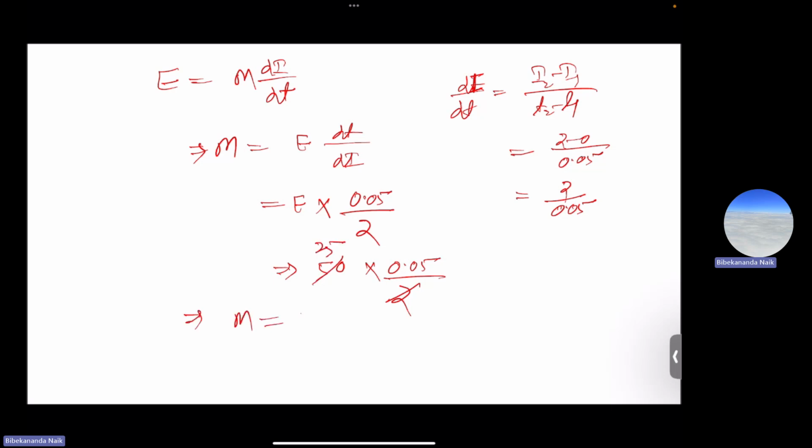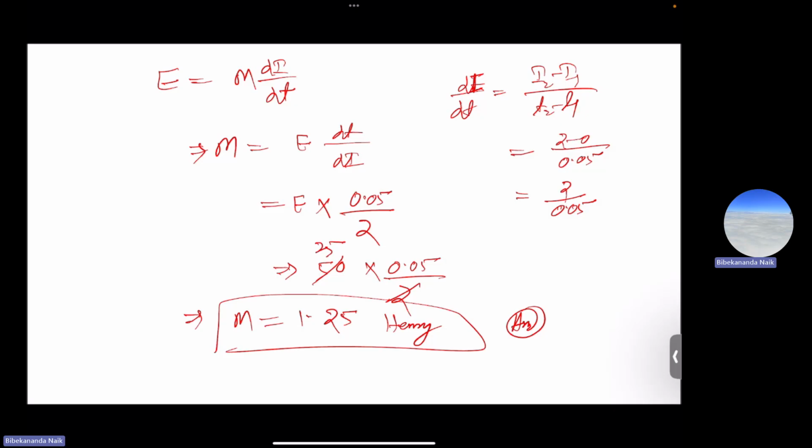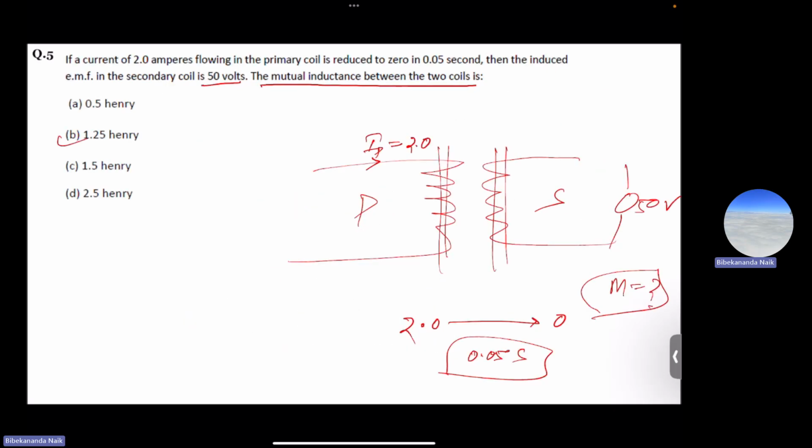So M is 1.25 and the unit is Henry. So the correct answer is option B, 1.25 Henry. I hope this is clear to everyone. Now we move to question number 6.